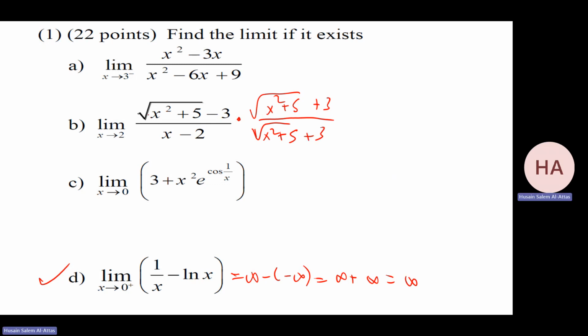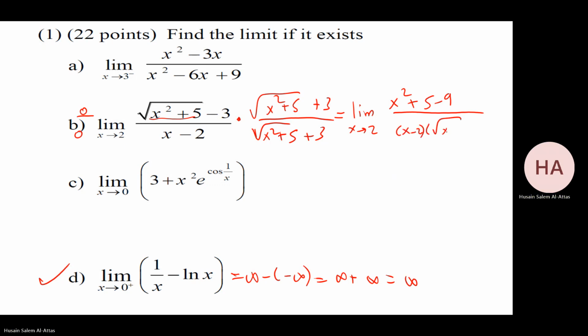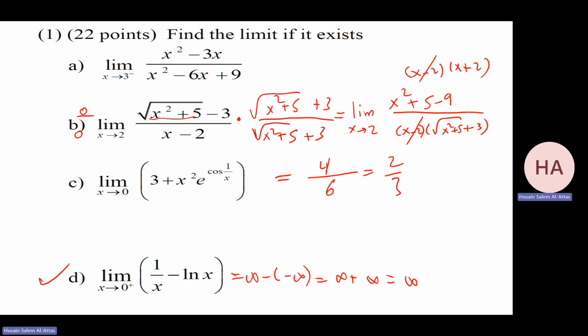You need to check first. So this will be 9 minus 9, 0 over 0. So you need to do something. So that will be the limit as x goes to 2 of (x squared plus 5 minus 9). This is x squared minus 4, or (x minus 2)(x plus 2). Cancel, substitute. You get 4 over 6, which is 2 over 3. I think we did this before.